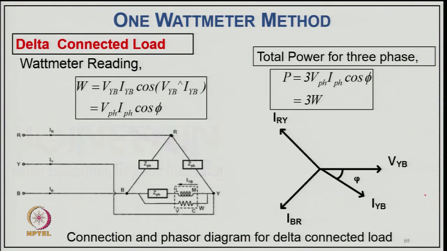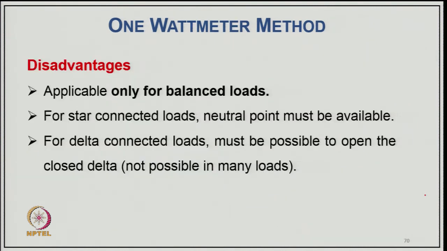Now coming to the case of a delta connected load, the wattmeter is connected in one of the phases, with the current coil in the phase and the pressure coil across it, that is phase voltage. W will be VYB into IYB into cos of the angle between the two, and this will be equal to V phase I phase cos phi, and the total power will be P equals 3 V phase I phase cos phi, that is 3 W. This is the typical connection and phasor diagram for a delta connected load.